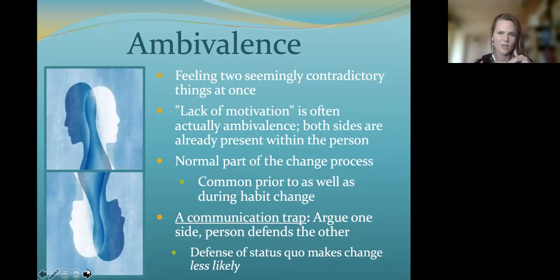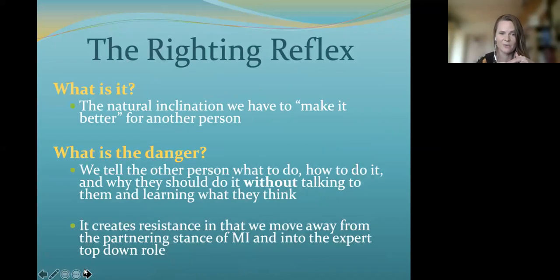And it's really important to be aware of ambivalence and its role at this stage as a provider, because it really invites us to step into the communication trap, which is where we argue one side of that ambivalence, and the natural response, because of psychological reactance, is that the patient defends the other side. So we're actually accidentally causing them to escalate to the status quo by arguing for change. So if we argue for change, that actually makes change less likely, even though that's the intuitive thing to do as a provider. So we call that the righting reflex, the natural inclination we have to make it better for another person. Helpful to remember that it is very well intentioned.